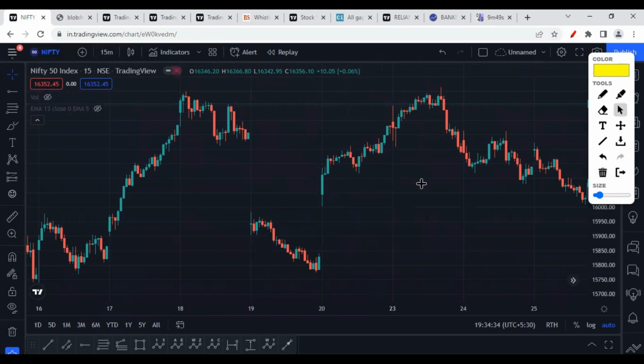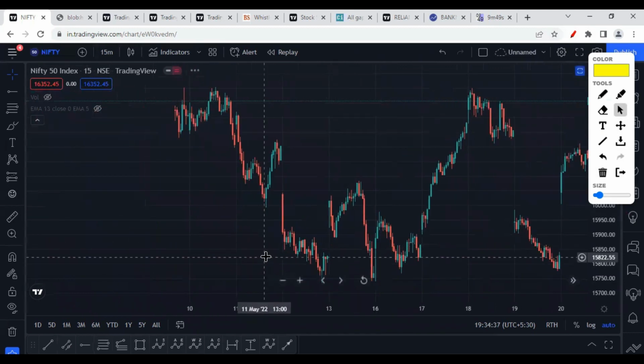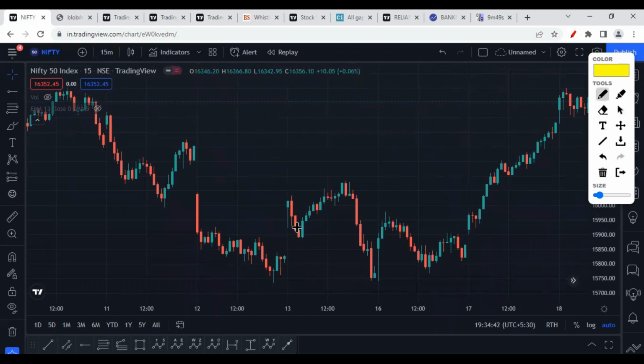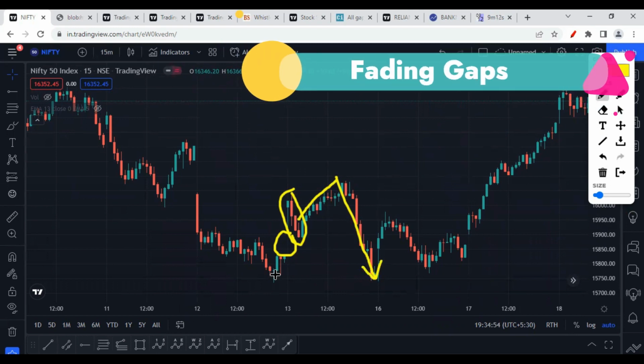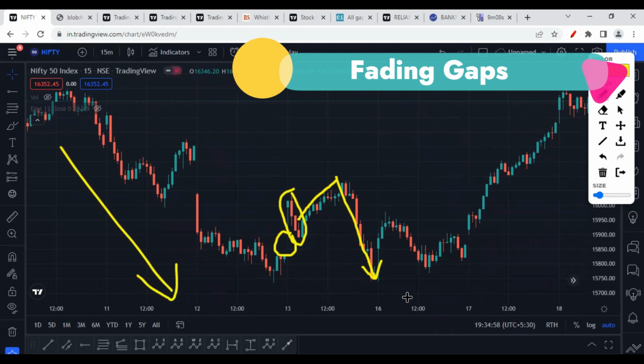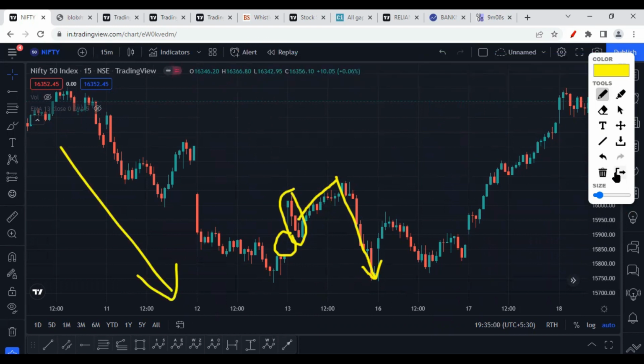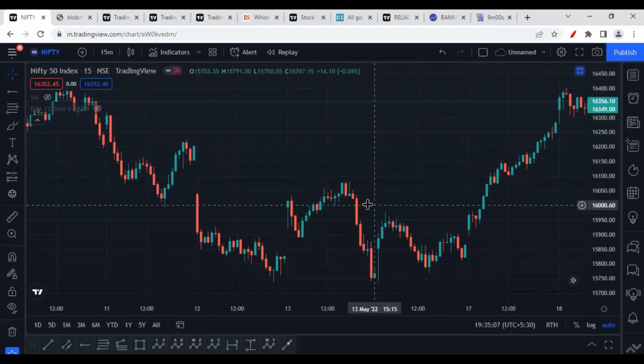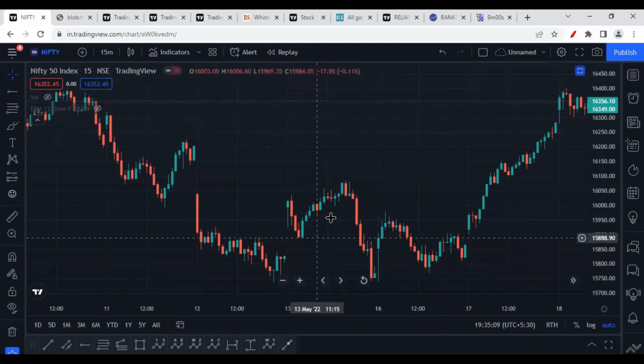Now the gap that gets filled. For example, in this case, on this day itself, it opened gap up by a big margin, sustained that gap for some time, and by the end of the day it closed that gap because there was some negativity. The trend was already down, so that's why the gap got filled. So this is how you can consider two more types, based on whether the gap gets filled or doesn't get filled. That is called fading gaps and sustaining gaps.